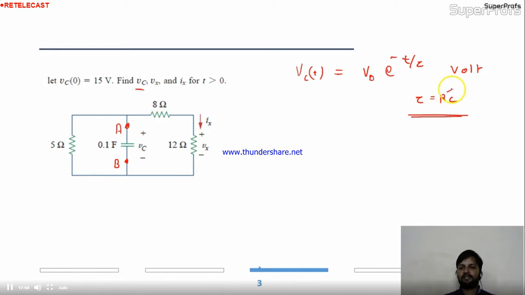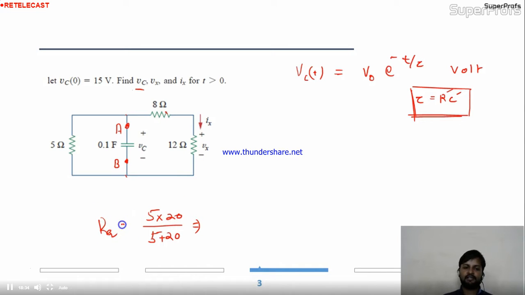Then multiply the resistance with the capacitor value, so you will get the time constant of the circuit, right? So across A and B, forget all about this data. Across A and B, what is the value of equivalent resistance? If this is open, across A and B, 8 and 12 are connected in series, and the combination of these two is 20 ohm. This 20 ohm is connected in parallel with this. So 5 into 20 divided by 5 plus 20.